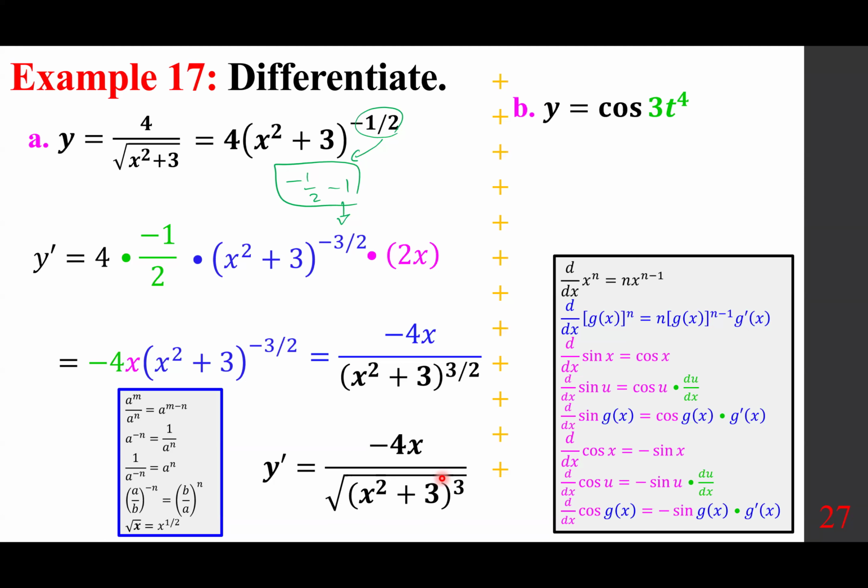y equals cosine 3t to the power of 4. So whenever I come across trigonometric functions, I just read them in the following manner. Cosine, and I stop. Now, let me explain a couple of things. The derivative of sine x is cosine x. Sine u is cosine u du dx. Sine of g of x is cosine of g of x times g prime of x. Cosine is negative sine x. Cosine u is negative sine u du dx. And cosine of g of x is minus sine g of x times g prime of x.